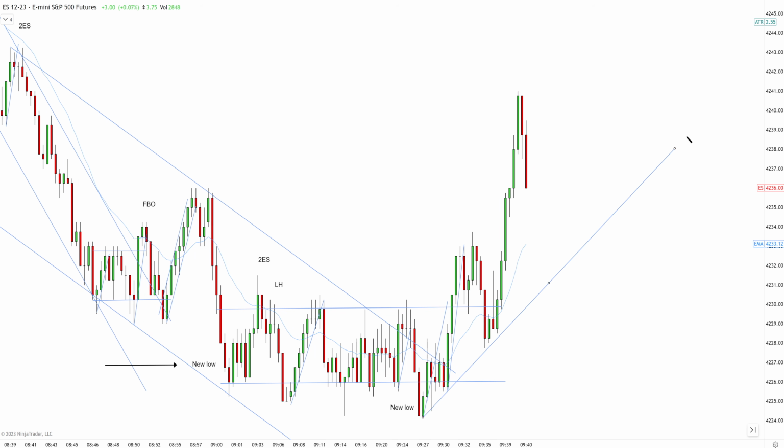Okay, now I have to adapt to a wider bullish channel because we are clearly reversing now.